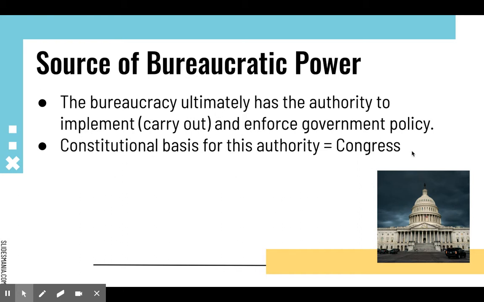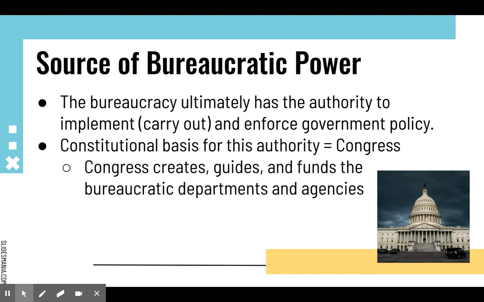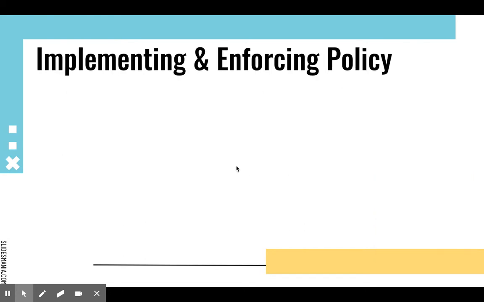And that is, as we will come to see later, a huge check on the power of the bureaucracy. So Congress is what creates, guides, and funds the bureaucratic departments and agencies. So it literally gives out money. When we start talking about the budget, you'll see the push and pull, the conflict, the competition for pieces of the budget that these agencies have. And then Congress also creates new departments and agencies and gives them a guide as to what they are supposed to be doing through the laws that they pass.